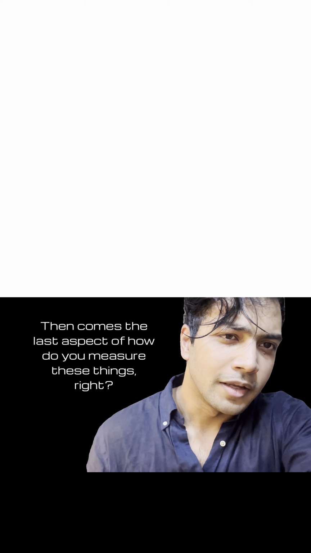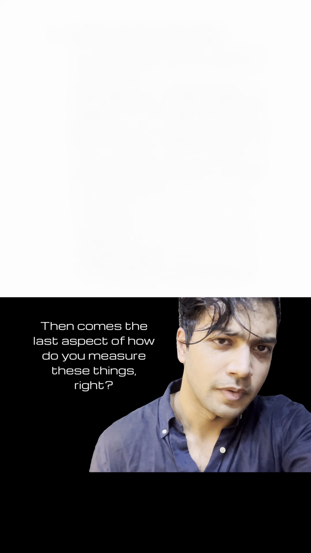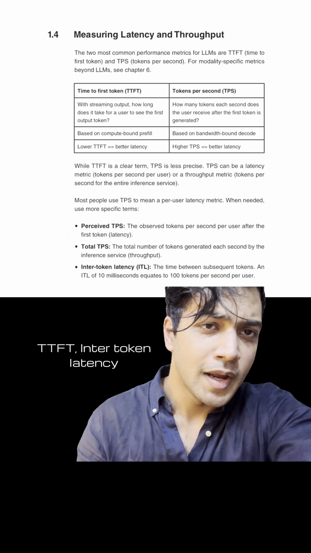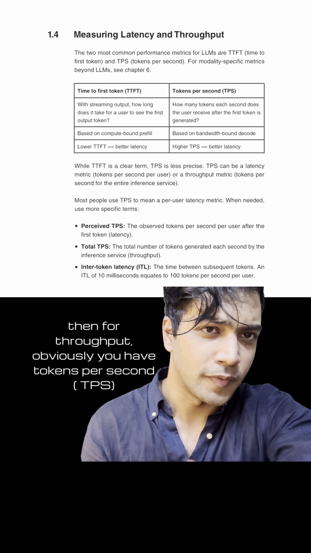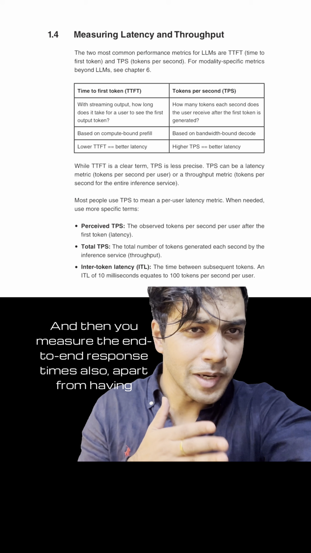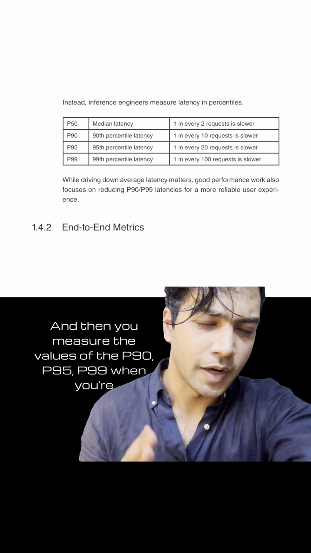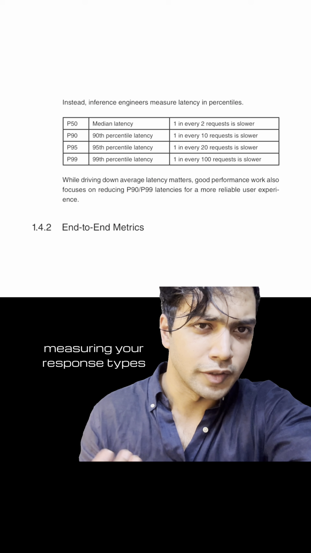Then comes the last aspect: how do you measure these things? For latency, you use something called time to first token and inter-token latency, and for throughput, obviously you have tokens per second. And then you measure the end-to-end response times also, apart from having these individual smaller blocks. And then you measure the values of P50, P90, P95, P99 when you're measuring the response times.